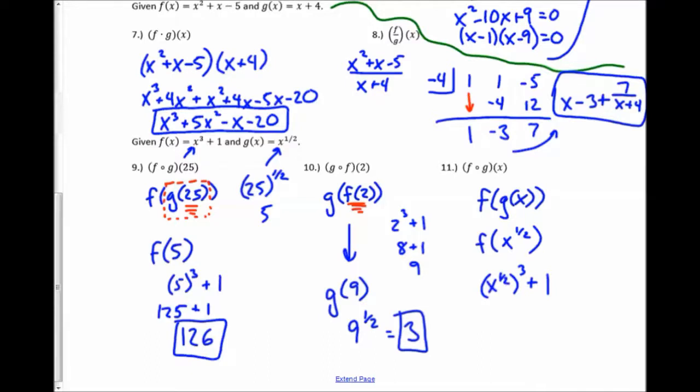And now it's just my rules of exponents. I multiply, that's a 3/2. I'm just going to leave it like that. If you want to write that as the square root of x cubed, that would be fine also. Okay?